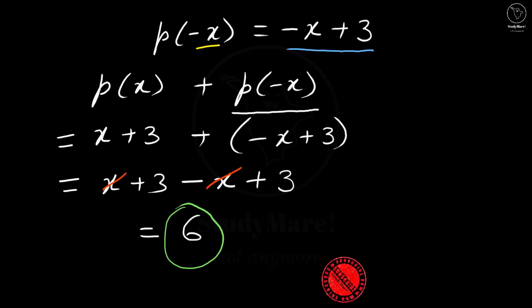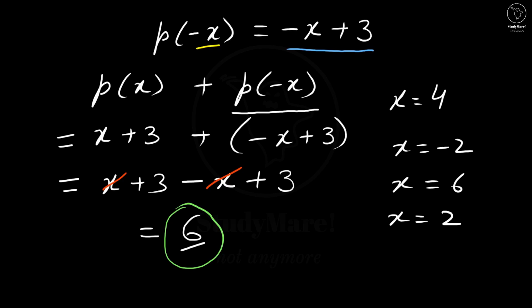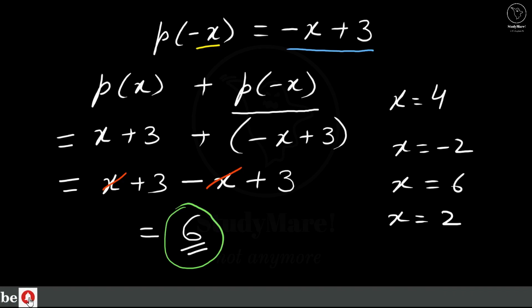Now, many of you might be wondering, what if we take the value of x as 4, or let's say minus 2, or let's say 6, or let's say 2, or anything else? Are we going to get this value 6 all the time? And how is it possible?